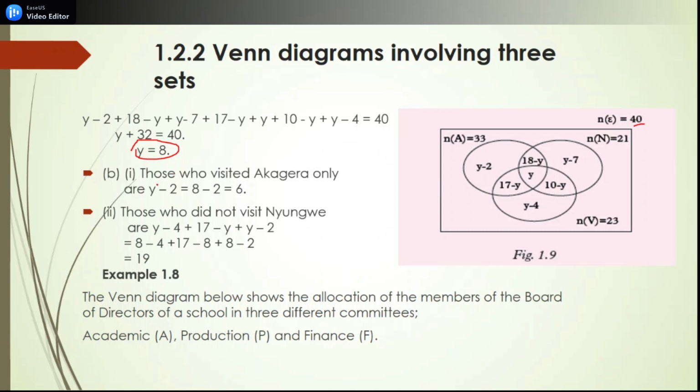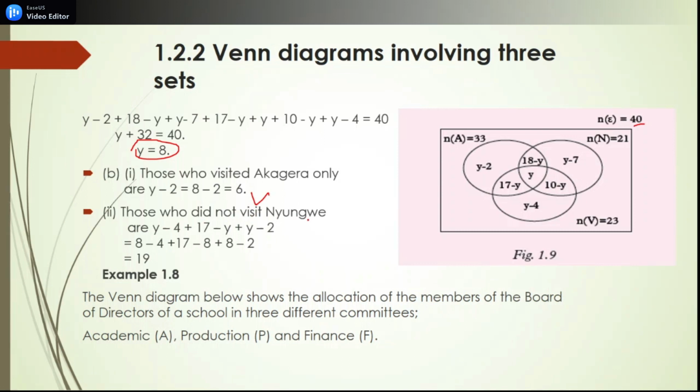Then we will also find those who visited Akagera only. Those who visited Akagera only is to take y minus 2. It is 8 minus 2, which is equal to 6. Then those who visited Nyungwe only is to take y minus 7, which is equal to those who did not visit Nyungwe.